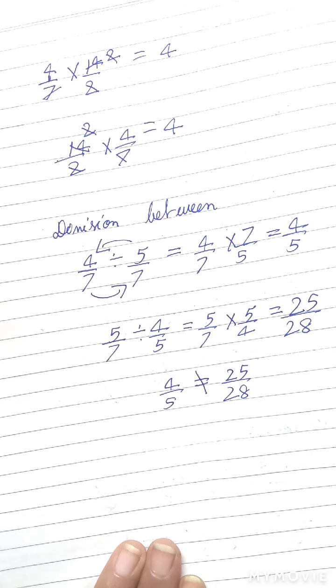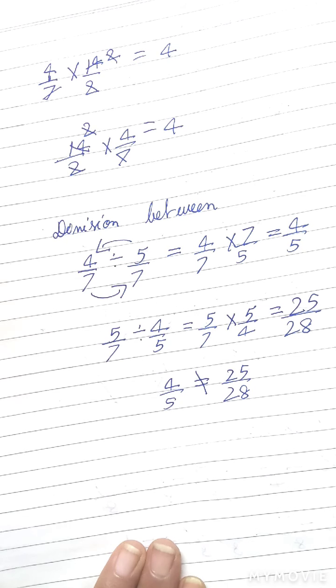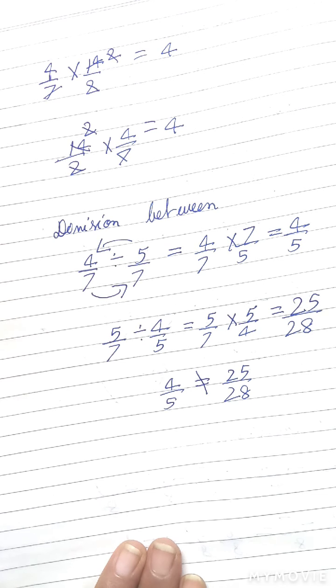So, in case of subtraction and division, the laws of commutativity are not obeyed. Only addition and multiplication obey the laws of commutativity.